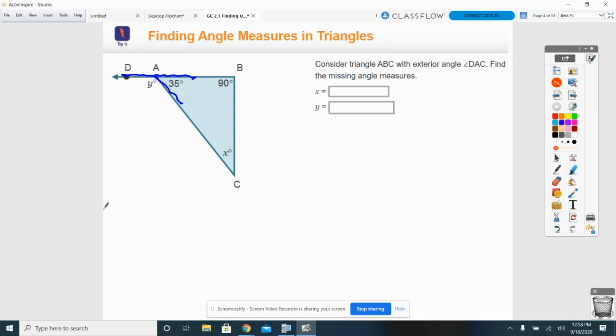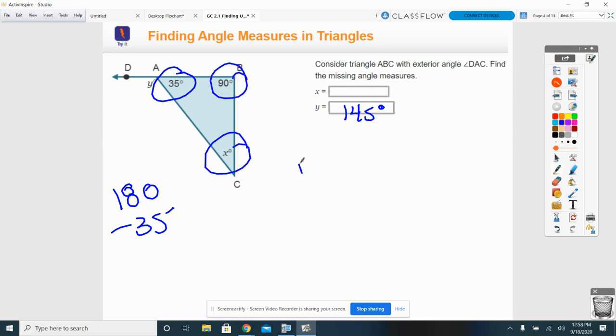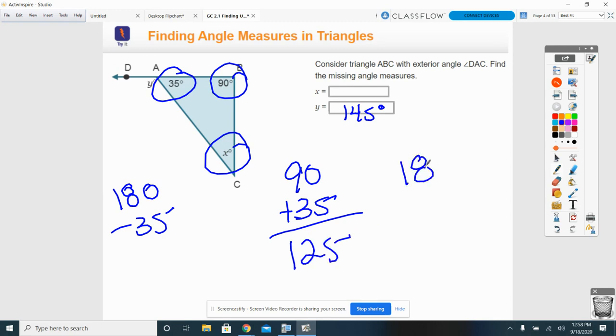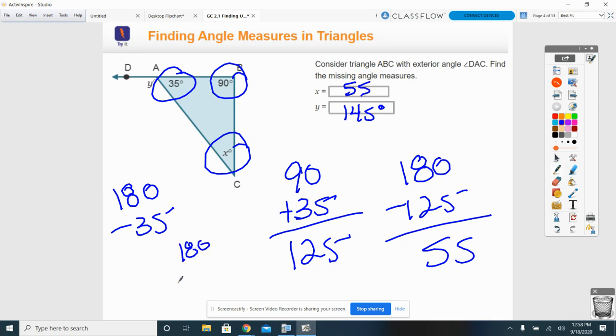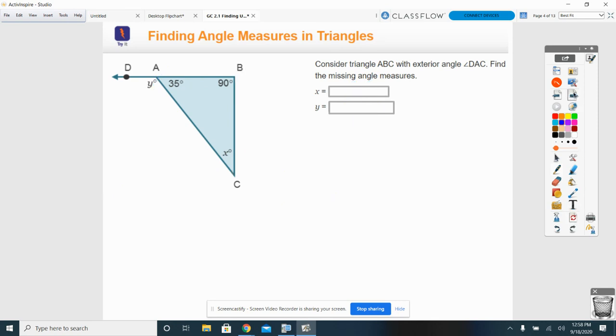So that is a 180. When I take 180 minus 35, I'll get angle Y, and angle Y is 145 degrees. Now I also have a triangle here, and all three angles of the triangle add to 180. So maybe this time I take 90 plus 35, and I get 125. And I take 180 minus 125, get 55. Again, the other way you could have done it is you could have just taken 180 minus 35 and minus 90 in your calculator. You'll get the same answer either way.